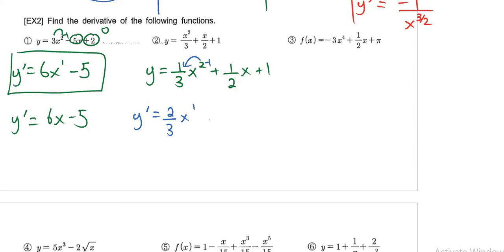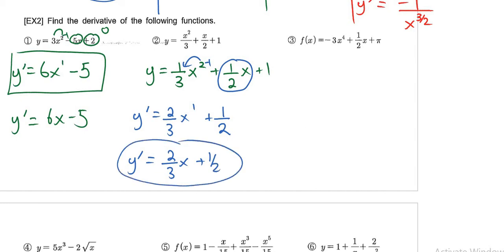That would give you 1 plus, well, the derivative of a constant times a variable is just the leading coefficient, which is just 1/2. And that's your final answer. So if I rewrite that, that's going to be y prime equals 2/3 x plus 1/2. So that right there is your final answer.